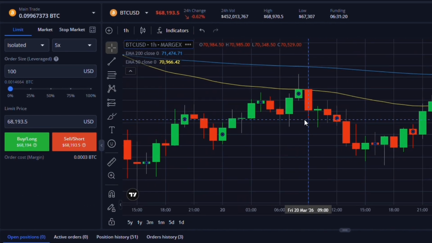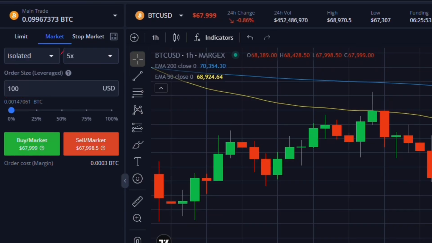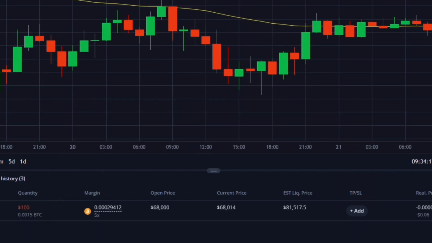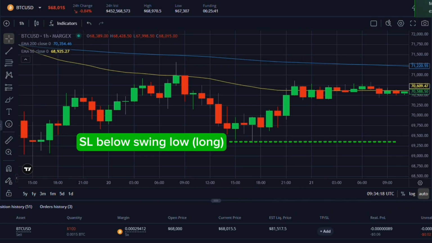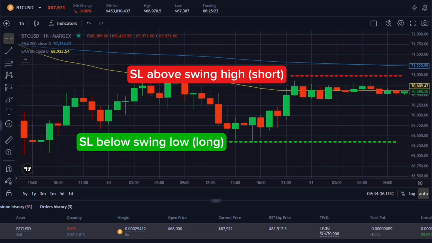Now let's execute the trade on Margex. Choose your position size. If you're learning, use low leverage, for example 5x. Use a market order for instant execution, or a limit order if you want a better entry price. After the trade opens, set your stop loss. For long trades, below the recent swing low. For short trades, above the swing high.